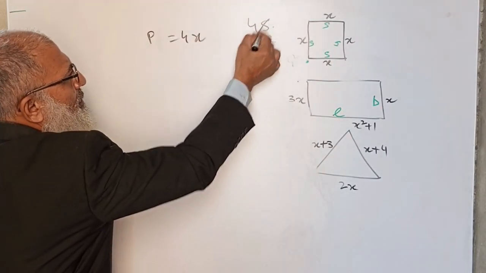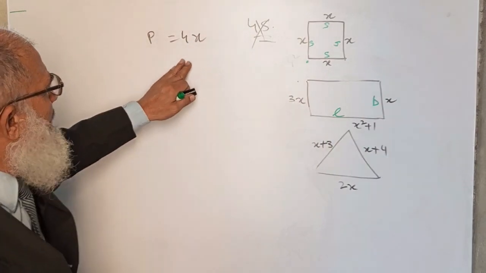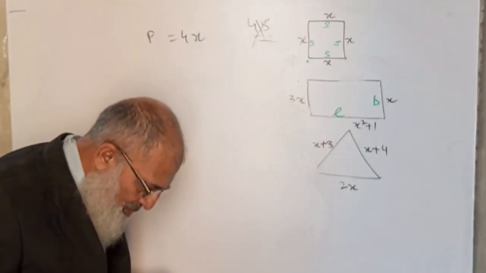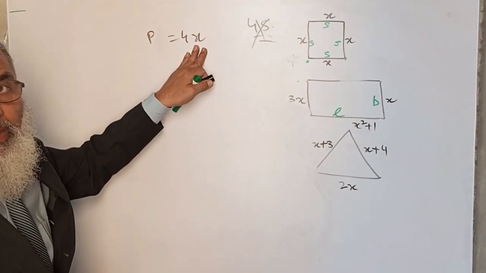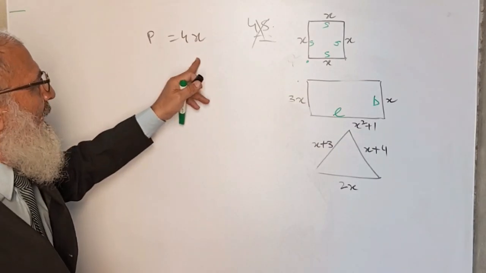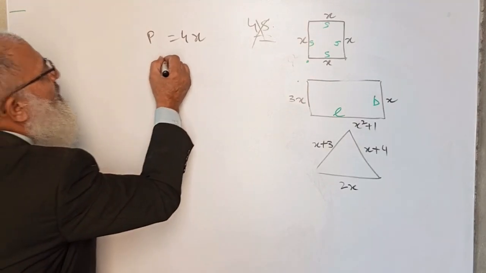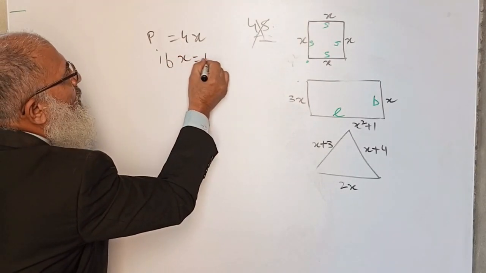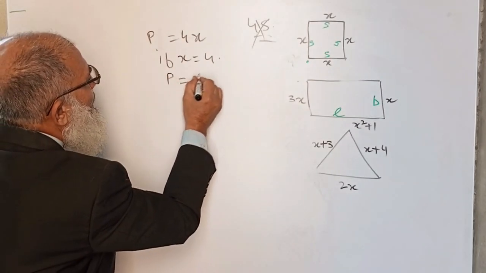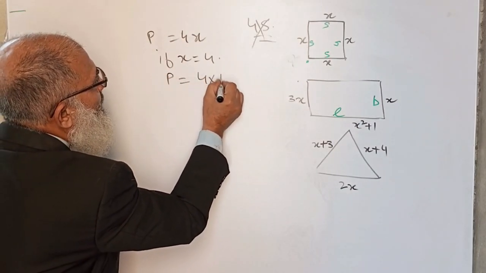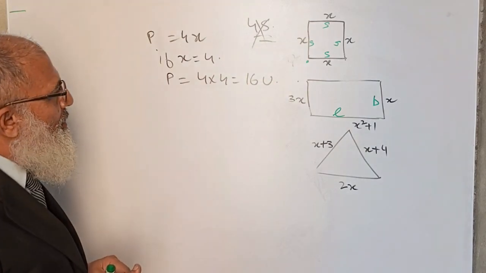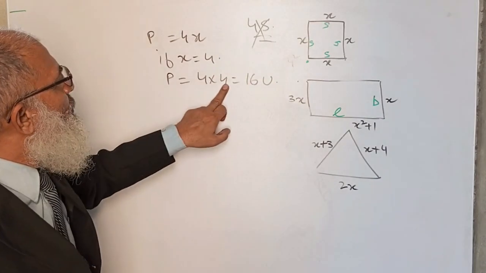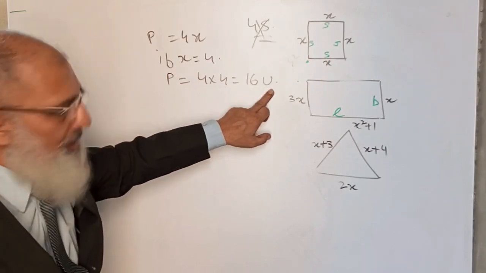Now we have to deal with this x only, because in your book the x is given. So the perimeter for the square was 4x. Now if x is 4, as given, then what will happen is that P will be 4 multiplied by 4, which is equal to 16 units.